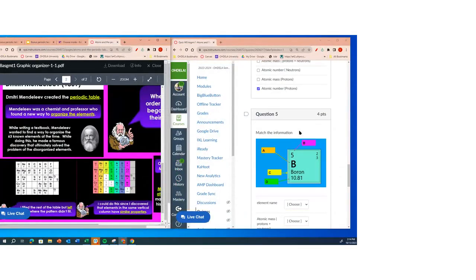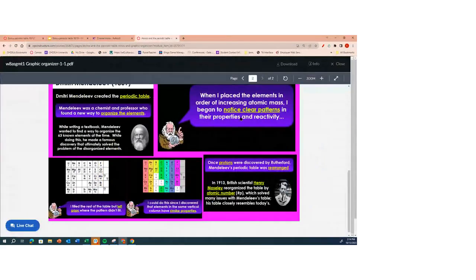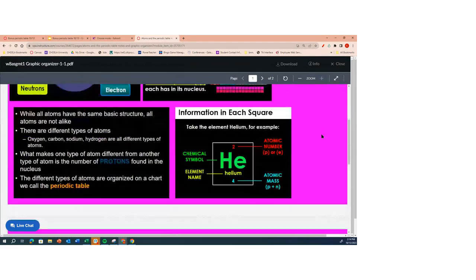And then let's see, 5. Okay, so this one, I'll let you take a look at this one here. So here is the answers to that one. If you take a look at that, the atomic number is the top number, the smallest number. Atomic mass is the number on the bottom, the bigger number. Chemical symbol is the element, the capital letter H, and the small letter E, and the element name is underneath. So you got atomic number, atomic mass, chemical symbol, and element name.